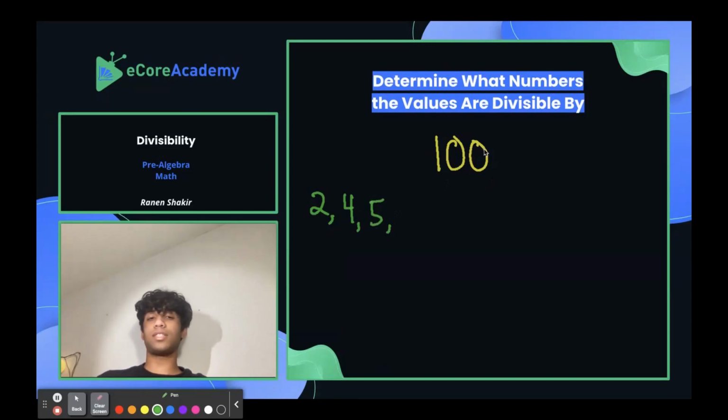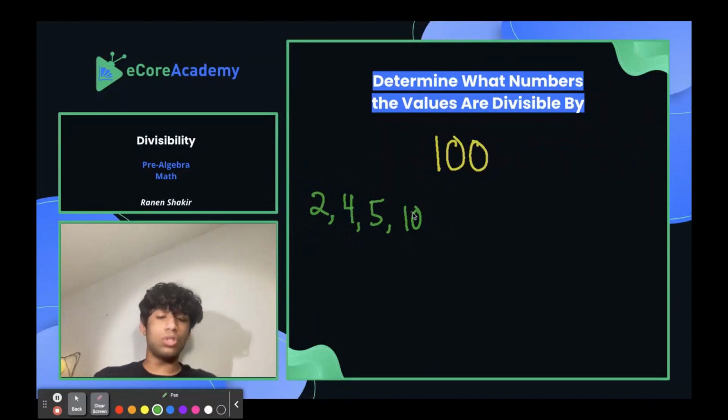6, it is not, because it is not divisible by 3, but it is even, but it's not divisible by 3, so that's not going to work. 7, it does not work. 8 does not work. 9 does not work. 10 does work. And yeah, those are the rules that we learned. So you can see this number, it is divisible by 2, 4, 5, and 10.